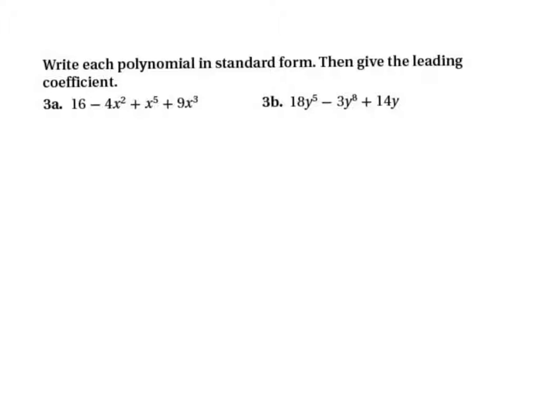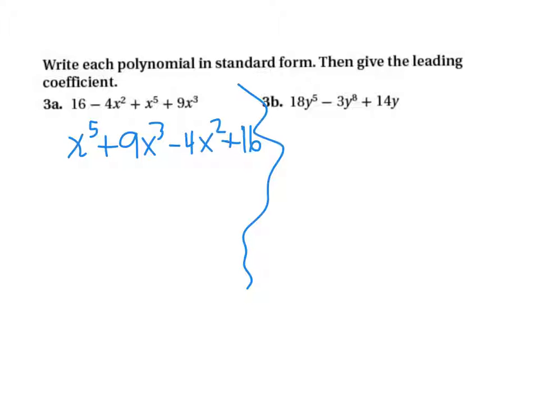Example 3a. I'm looking for the highest degree first. Since x to the fifth has the highest degree, highest power, we're going to write that first. And then 9x to the third would be next. Since it's positive, I'm writing plus. 4x squared is negative, so I'm writing minus. And then the 16 is positive, so plus 16. Okay, let's separate that from 3b.